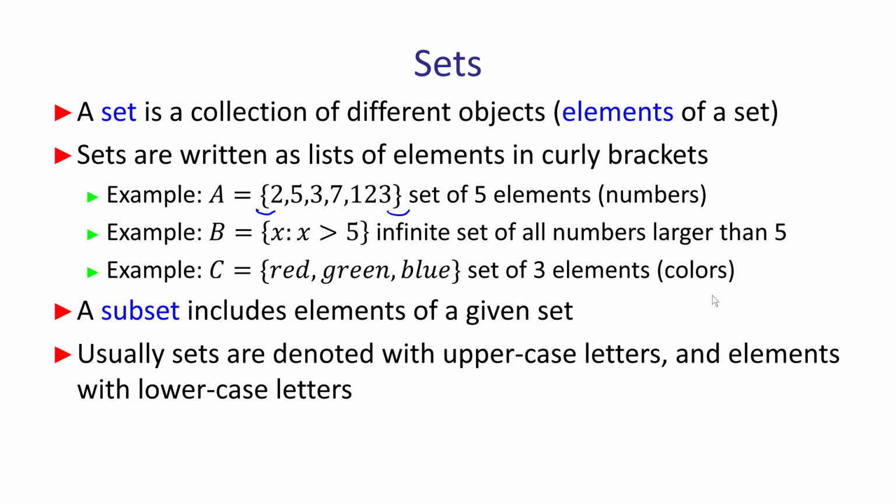For example, set A equals a bunch of numbers like 2, 5, 3, 7, 123. This set consists of 5 elements, which are basically numbers. We can define set B as all of the numbers which are greater than 5. Clearly this set is infinite because you have an infinite number of numbers which satisfy x larger than 5. Set C is defined as 3 different names of colors, which are red, green and blue. So this is a set of 3 elements, colors.